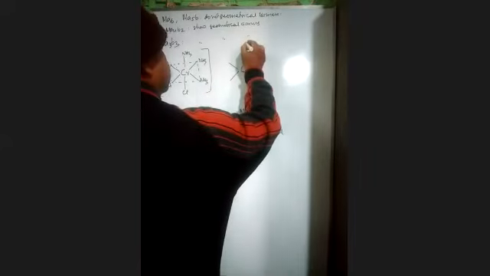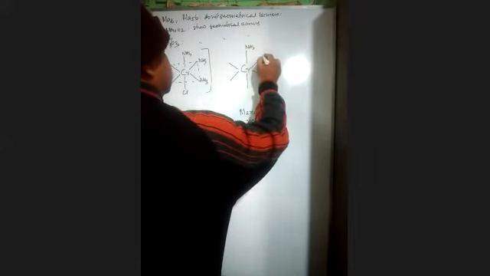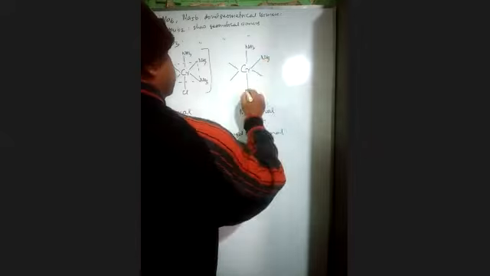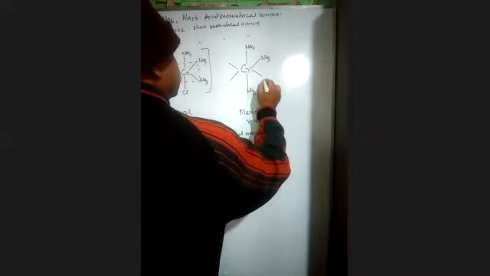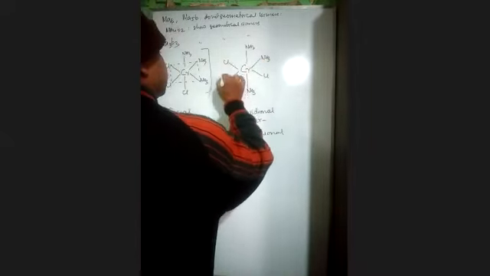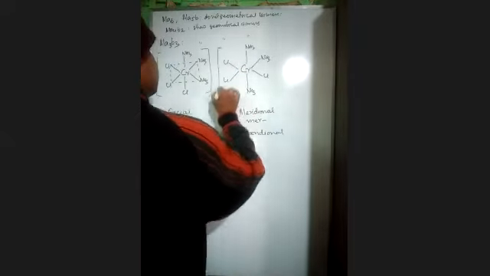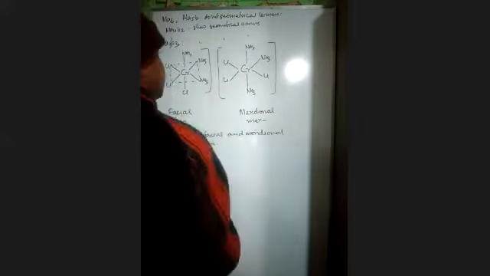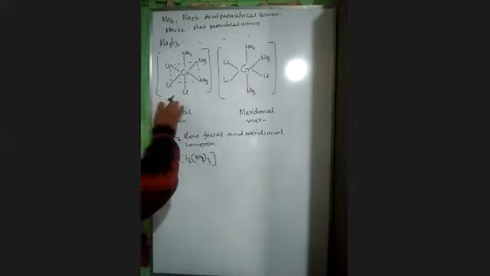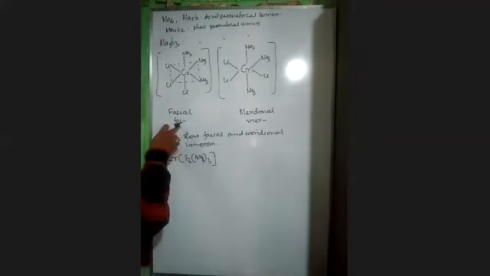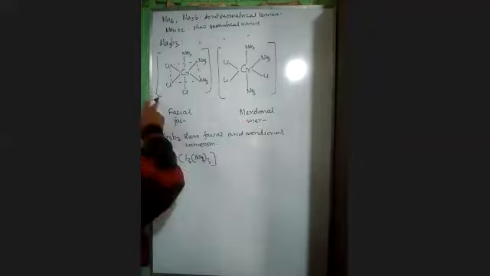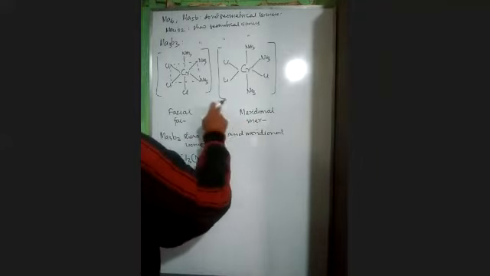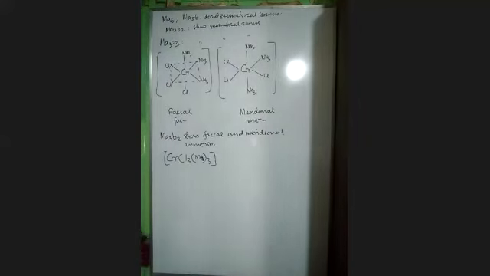So this is facial. This is meridional. Please write the name of them. Before that, you have to use this abbreviation. It is right below this, and for this one, you first write this, then you write the name. This is a very popular question in the exam.